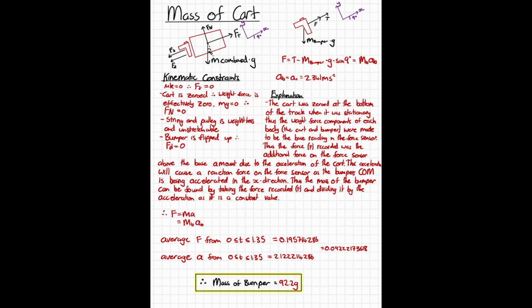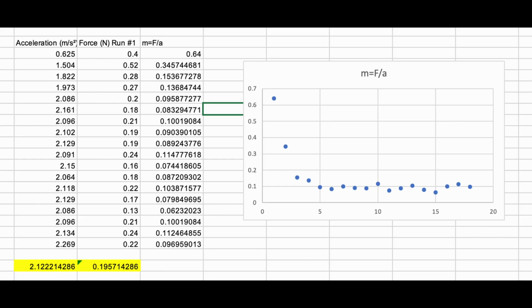In our calculation for the estimate of the mass of the bumper, we took the average force and divided it by the average acceleration of our recorded results. The reason we did this is because when we zeroed the cart, it was at the bottom of the track, stationary. That means the weight forces of both bodies, the cart and the damper, that are already acting during that process, became zero and became a base of the force sensor reading.